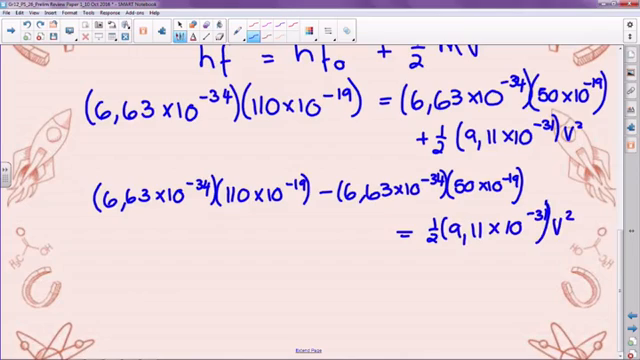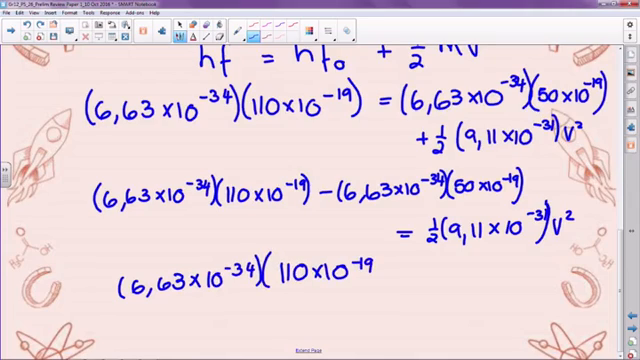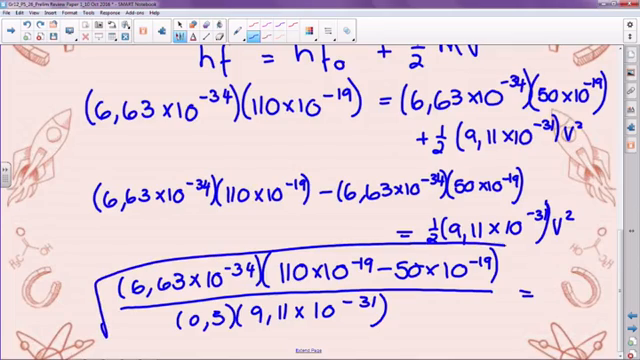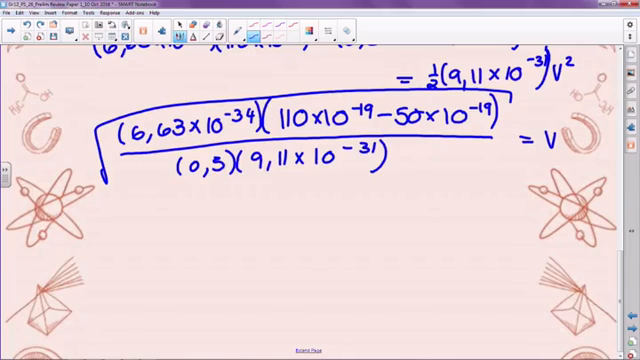Then I'm going to take the 6,63 out, because that's my common factor. Then I'm going to divide it by 0,5 times 9,11 times 10 to the minus 31. But remember, I want v, so actually I'm going to square root that whole thing. That gives me v. Now I would put that all into my calculator.